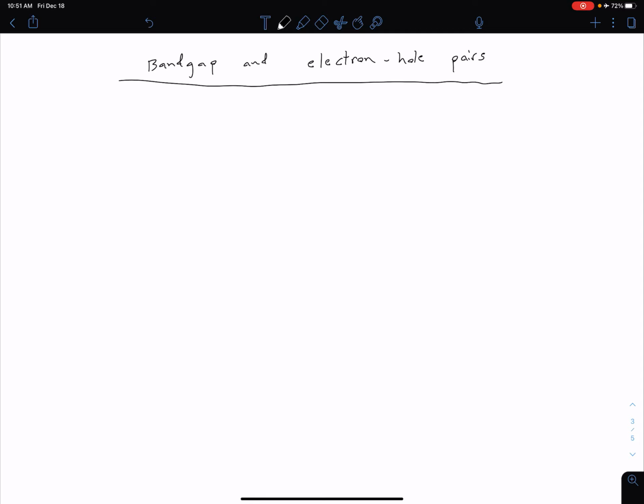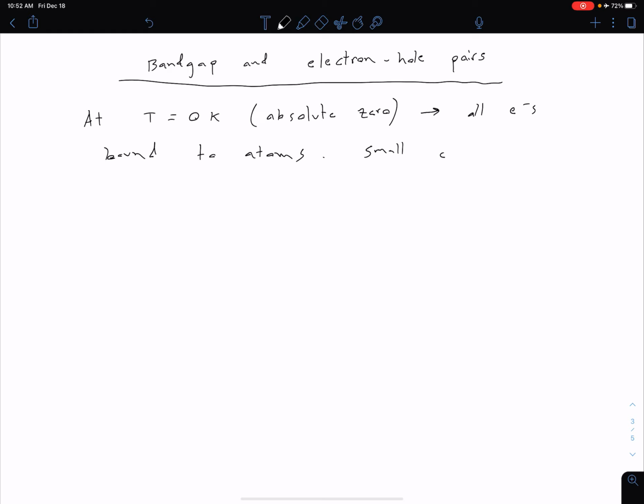So let's start by talking about what is going on with the semiconductor when it's at a temperature of 0 Kelvin. So of course, 0 Kelvin is absolute zero. So at absolute zero, all of our electrons are bound to their atoms. And so what that means is even if we apply an electric field, small electric fields are not going to result in any current. Of course, if we applied a large enough field, we could rip these electrons off. But if we were just talking about small electric fields, we won't have any current.